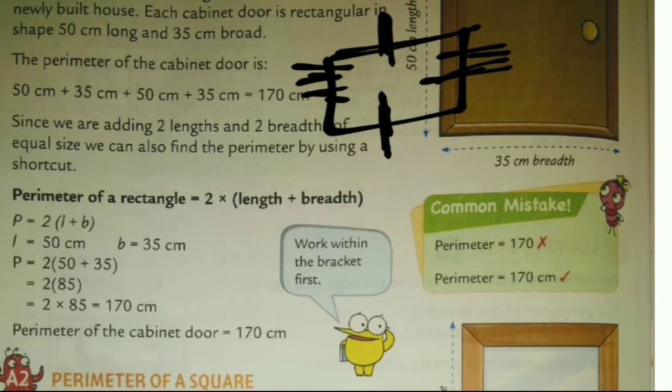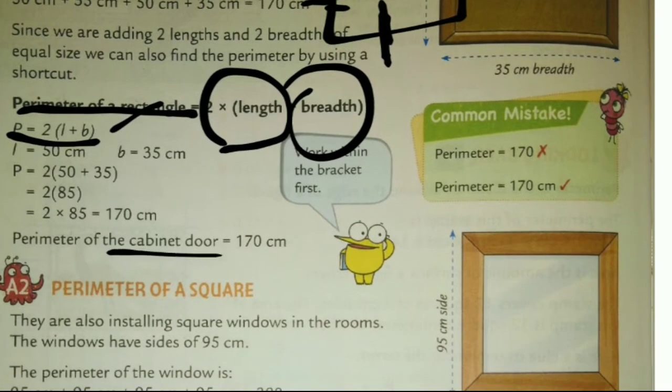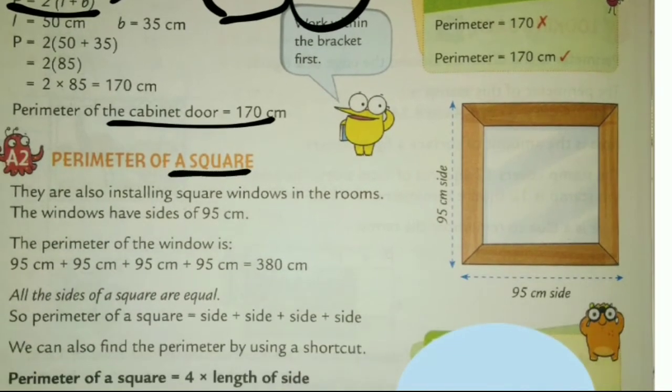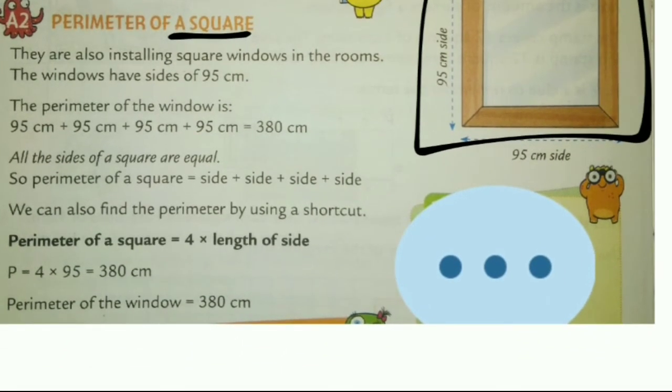See, so we can write the formula: perimeter of a rectangle equals 2 multiplied by length and 2 multiplied by breadth. So we can write in a simple way, that is P equals 2 in bracket length plus breadth. One more thing, that is square. A square has four sides, but in a square all the sides are equal. So there are four sides, so we can say the formula is 4 into the length of a side.